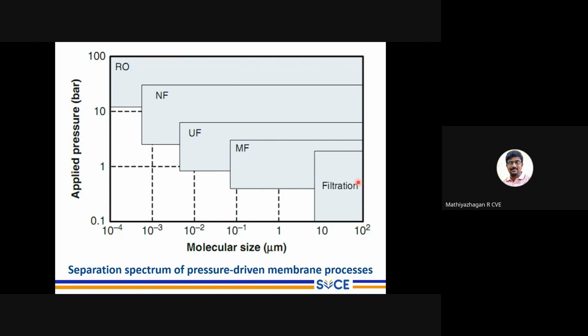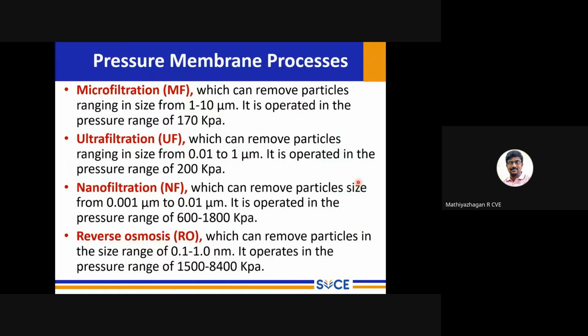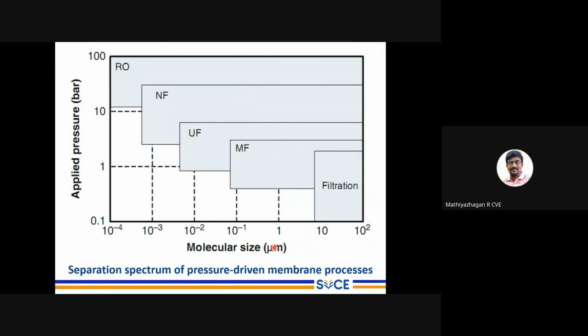So the sand filter is 10 to 100 micrometers. This is how we are classifying, or developing, the membrane processes. In all these kinds of semi-permeable membrane processes, we are using pressure. By applying this level of pressure alone, we can obtain the filtration process. For reverse osmosis, we have to apply up to 8,400 kilopascal to achieve the filtration.